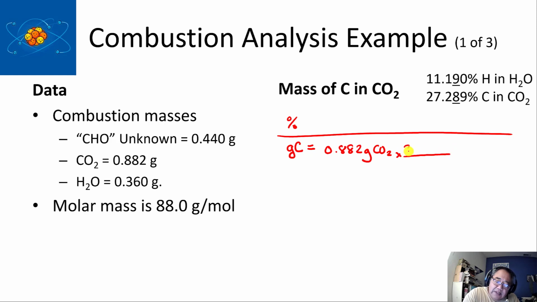I'm going to use 27.289 grams of carbon for every 100 grams of CO2. And that comes out to be, let's see, 0.24069, 3 sig figs. I'll stop there, 0.241 grams of carbon.